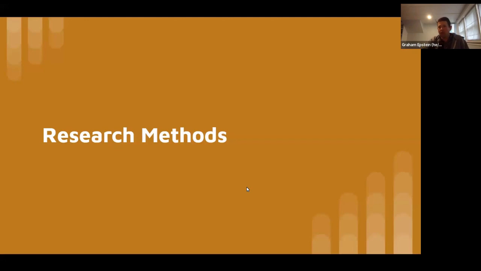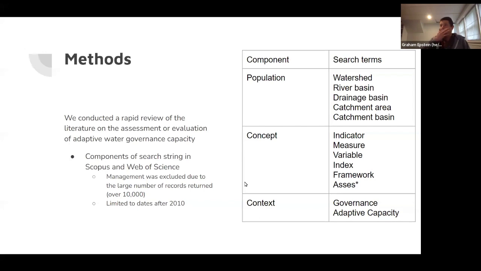So a little bit of an overview of the approach we took in this project. The first thing to note is that we conducted a rapid review of the literature on the assessment or evaluation of adaptive water governance capacity. And it's important to note that a rapid review differs from a systematic review or a scoping review in that it takes shortcuts.